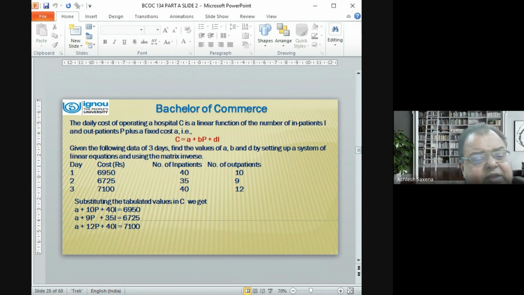Straight away move to putting up the values. You get A plus 10P plus 40I equal to 6950. Secondly, A plus 9P plus 35I is equal to 6722. And thirdly, it will be A plus 12P plus 40I is equal to 7100. This is the conversion. Now you see you have three variables A, P, and I.